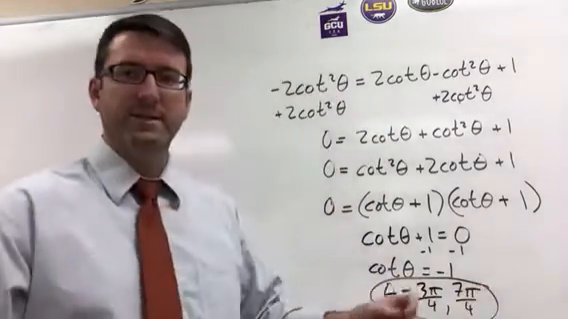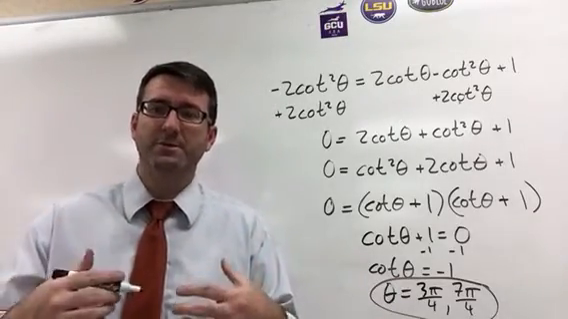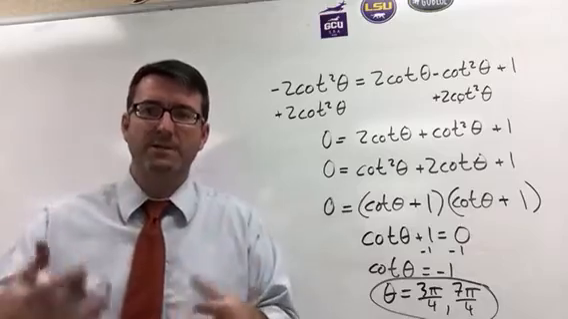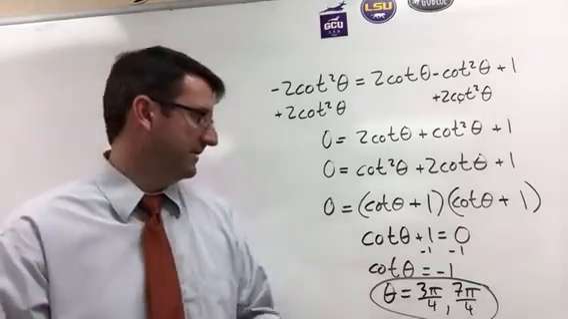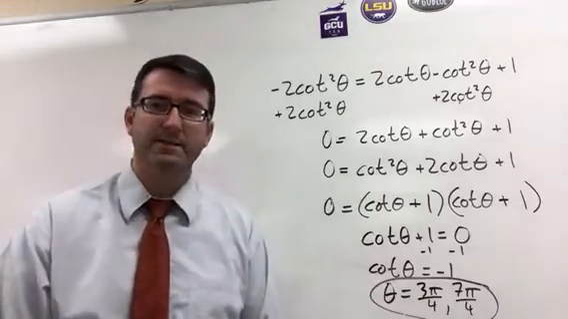At those places, both the sine and the cosine are square root of 2 over 2, but one is negative and one is positive. So if you divide them, you'll get negative 1. So theta equals 3 pi over 4 and 7 pi over 4.